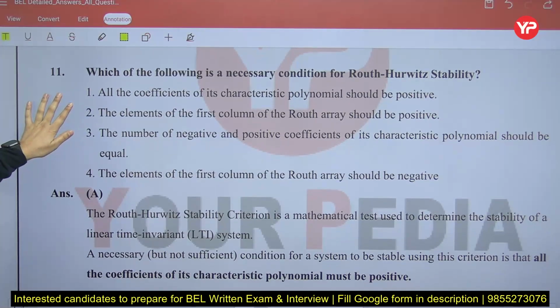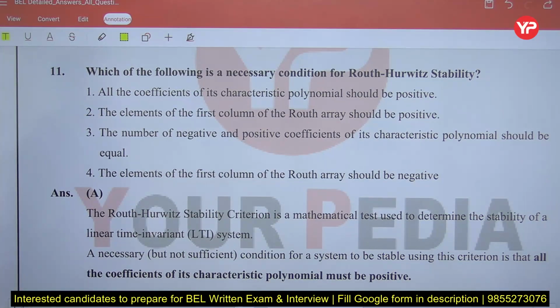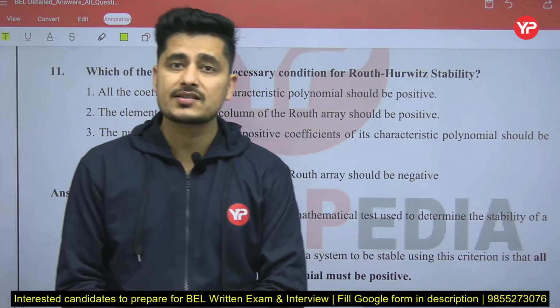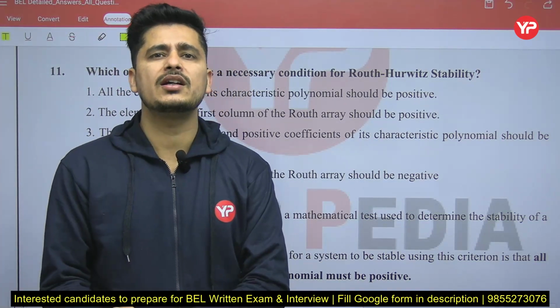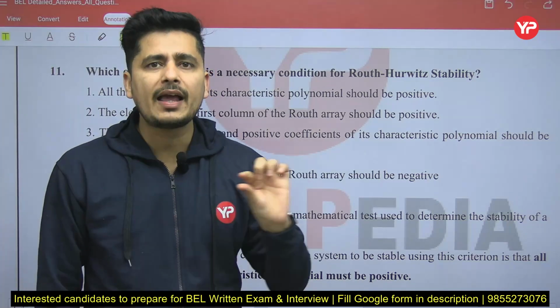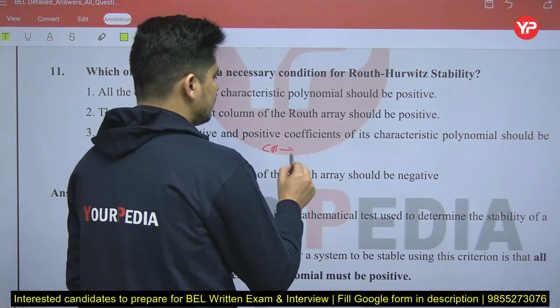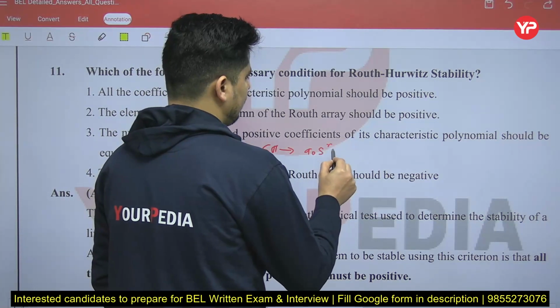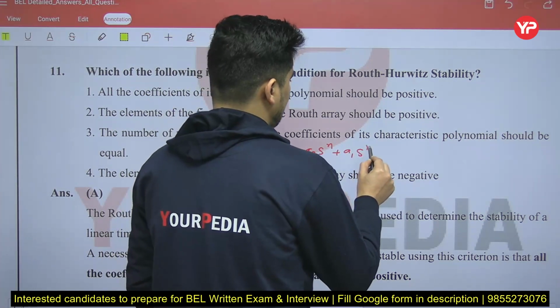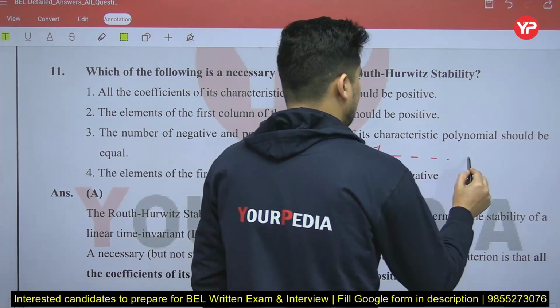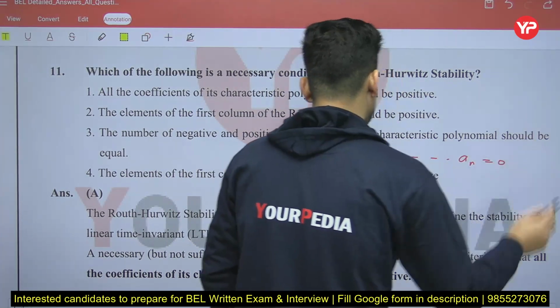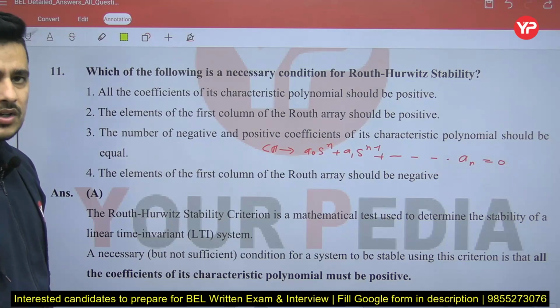Which of the following is a necessary condition for Routh-Hurwitz stability? If I am talking about the necessary conditions, there are two conditions. The first condition is if you have a characteristic equation, that is a0 s to the power n, a1 s to the power n minus 1, like that, last is an, equals to 0. We have the characteristic equation in this form.